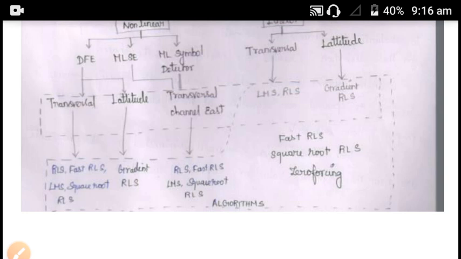Next, this DFE, decision feedback equalizer, is also divided into transversal as well as lattice equalizer. So in the transversal DFE we are using LMS, RLS, fast RLS, square root RLS. In the lattice DFE we are using gradient RLS algorithm.